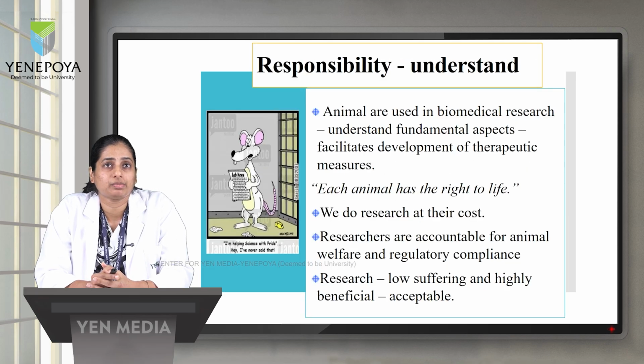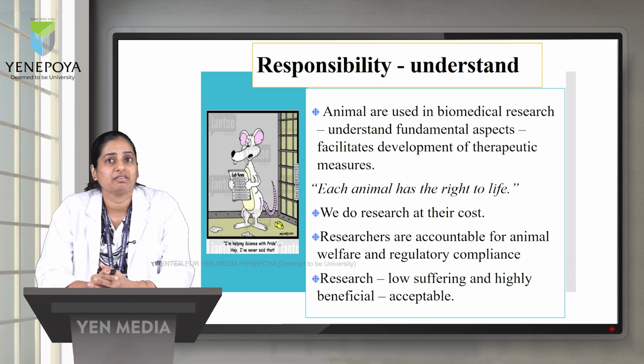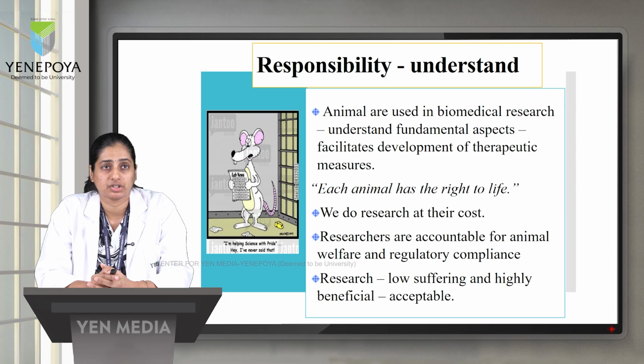Next, responsibility. Apart from the 3 R's that we have considered, the additional 2 R's are rehabilitation and responsibility. Animals are used in biomedical research to understand the fundamental aspects and facilitate development of therapeutic measures. But we have to remember, each animal has the right to life. We do research at their cost. So the researchers are accountable for animal welfare and regulatory compliance.